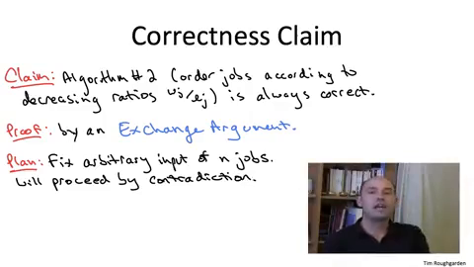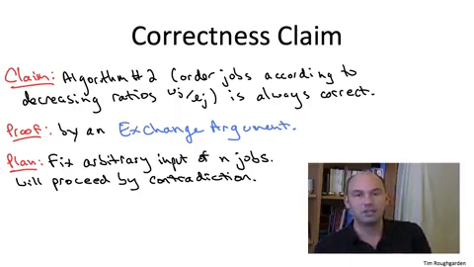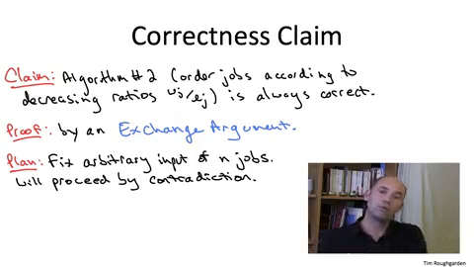So as I said, for the case with no ties, we're going to proceed by contradiction. Remember, this means we assume what we're trying to prove is false, and from that we derive something which is obviously false, inconsistent. So what would it mean to assume that this claim is false? It means there exists an instance for which this greedy algorithm does not produce an optimal solution, for which there's some other solution not output by the greedy algorithm, which is better than that of the greedy algorithm.